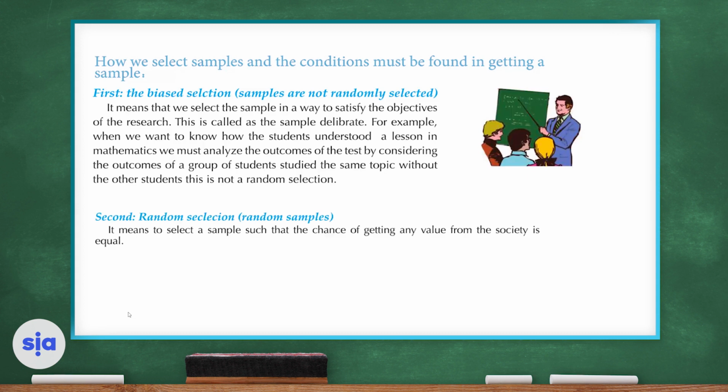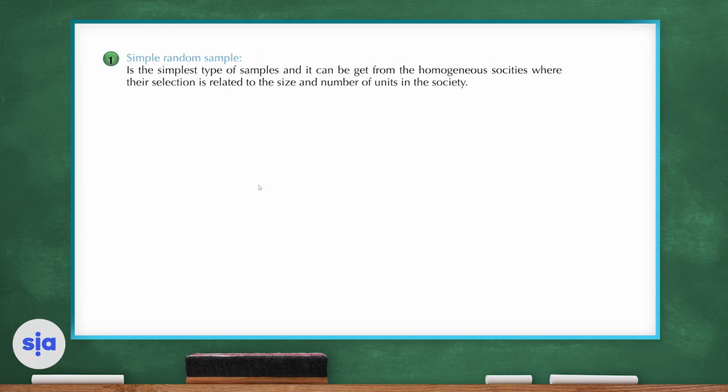Second, random selection, or in other ways we can call it the random samples. It means to select a sample such that the chance of getting any value from the society is equal. Let's now see the simple random sample. The simple random sample is the simplest type of samples, and it can be get from the homogeneous societies where their selection is related to the size and number of units in the society.